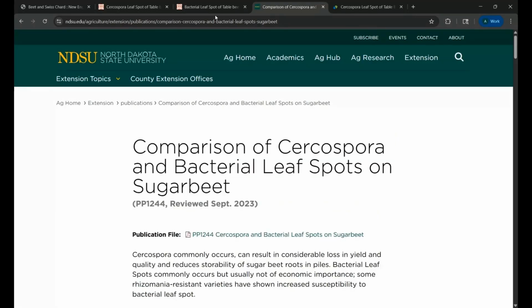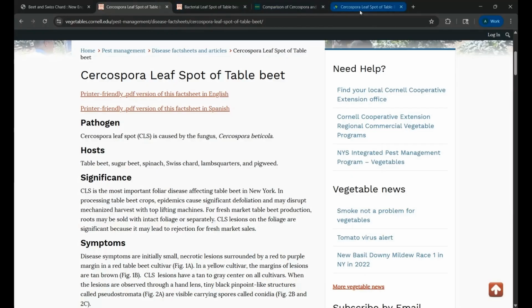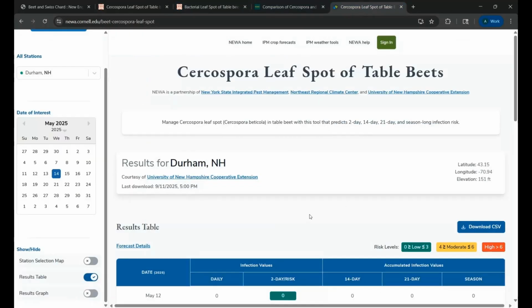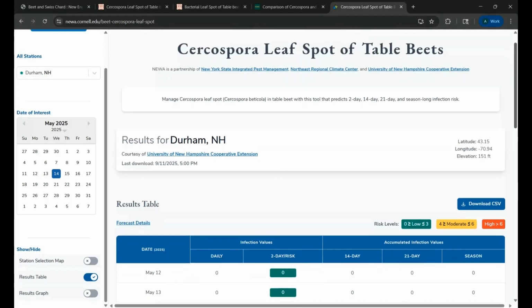Bacterial leaf spot is a little more rare than the fungal leaf spot, and this Cercospora leaf spot is so common that we even have a nice little model to take a look at to predict risk of Cercospora leaf spot infections. So if you're familiar with the disease triangle, you know you have to have a susceptible host, a pathogen, and the right conditions. So the fungi that cause Cercospora leaf spot are specific to beets and other plants in that family, Chenopodiaceae. That includes chard, that includes spinach, that can include some of the weeds you have to deal with, your pigweeds. But here's a nice little tool to say what kind of risk are you at.